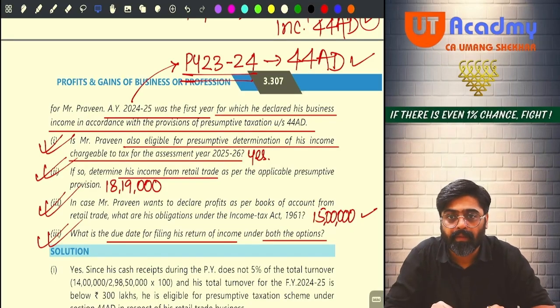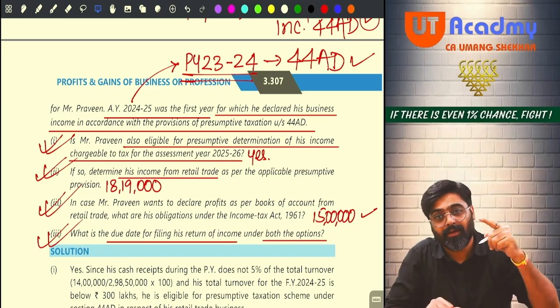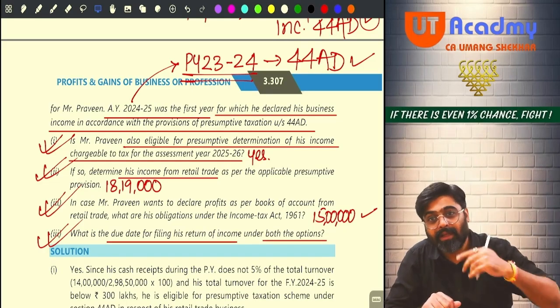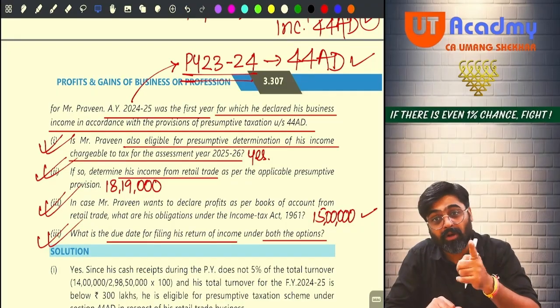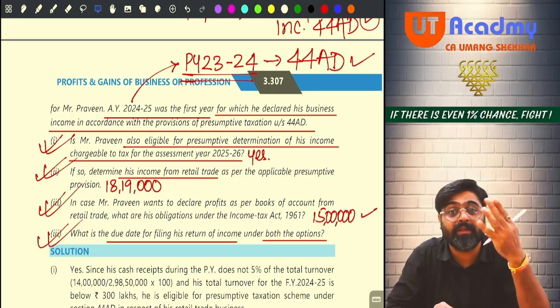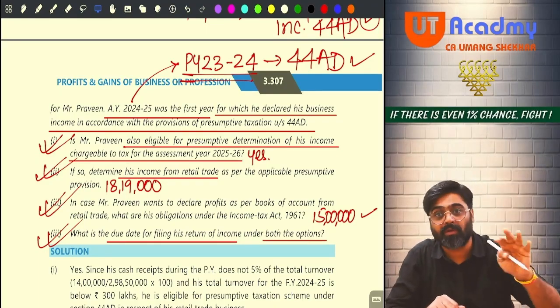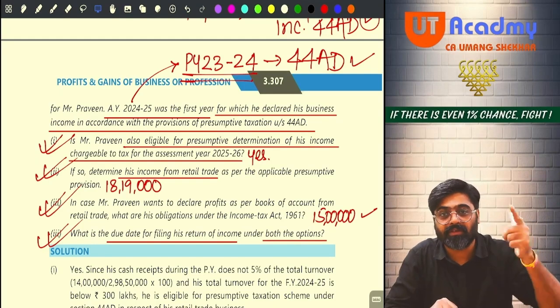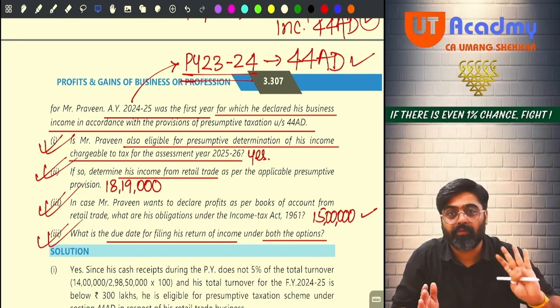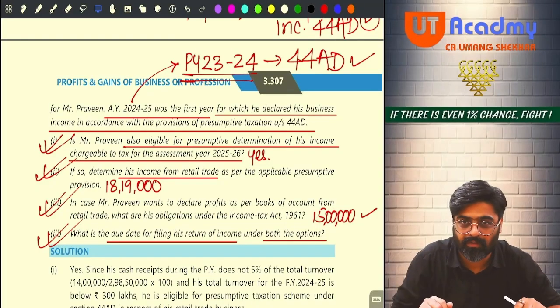Okay? Even if his turnover is more than 2 crore and it does not exceed 3 crore, still he can claim 44AD because this year's cash receipts were only 14 lakh, which is less than 5% of his turnover. 5% of his turnover was 14 lakh 92,500, less than that. Hence, he can claim 44AD in this year also.